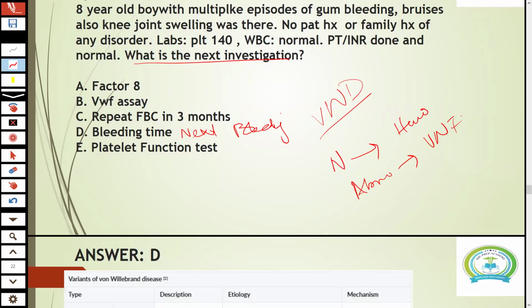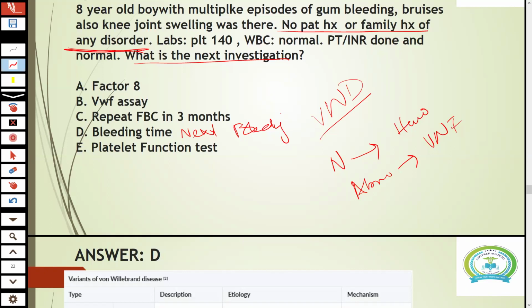Because in both cases, factor 8 is deficient, and in both cases there is a problem with the von Willebrand factor. That's why they have a similar sort of signs and symptoms. Hemarthrosis is frequent in hemophilia, but also present in von Willebrand factor disease. But the family history is very important. In hemophilia, they will definitely give you a positive family history. Here they mention no past history or family history of any disorder. Von Willebrand factor disease is also hereditary, and family history is there, but not as important as compared to hemophilia.